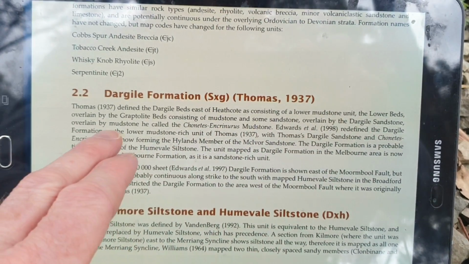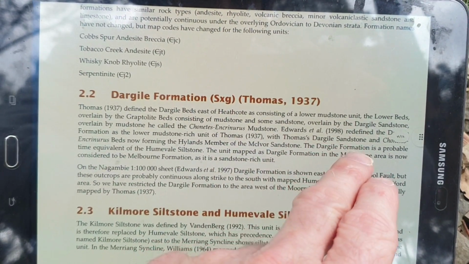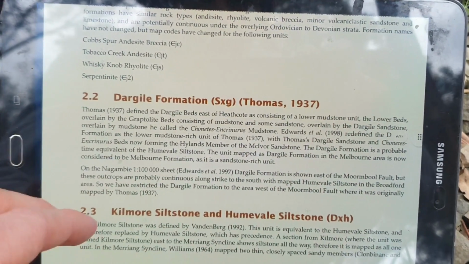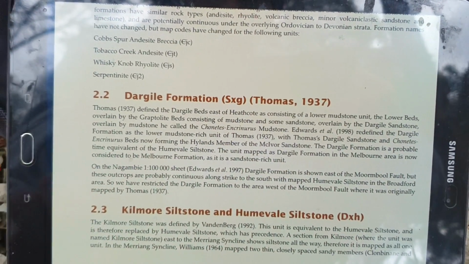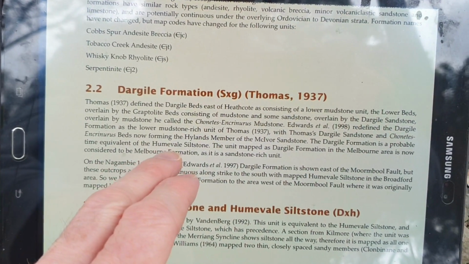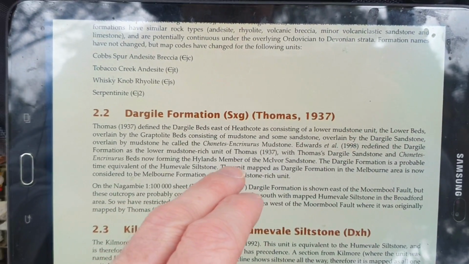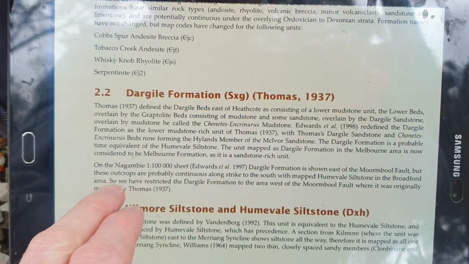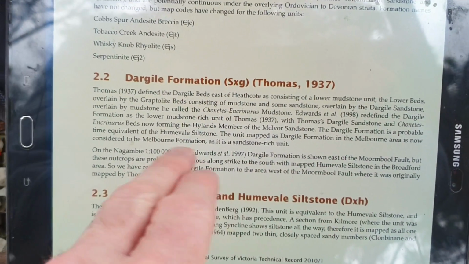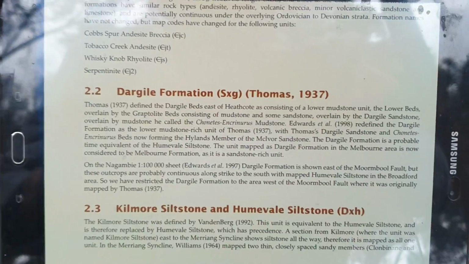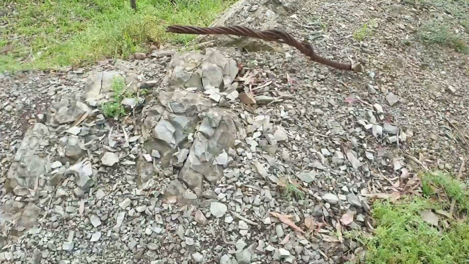Edwards defined Dargo Formation as lower mudstone rich units with Dargo sandstone, and well, it does have fossils in it. Forming Highlands member, Dargo Formation is probably time equivalent to Hume Vale siltstone. The units mapped as a Dargo Formation in Melbourne area. Okay, Dargo Formation, yeah, so there, and here it just says the extent of the actual formation. So let's go and see more of this formation.